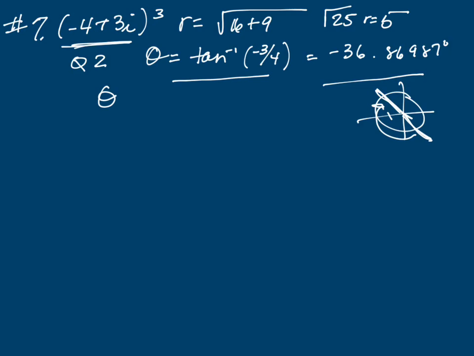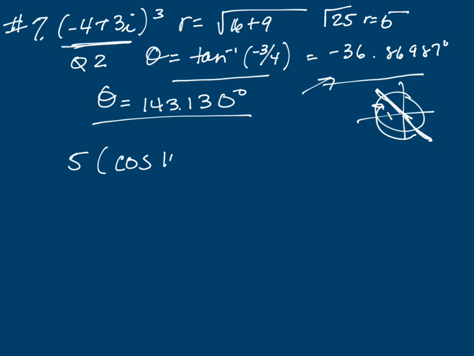So we're going to say theta equals 143.130. Now, it still could be negative 36. We're just trying to use the positive number. So when we use our theorem, let's write it in polar form. That would be r, which is 5, times cosine of 143.13 degrees plus i sine of 143.13 degrees.